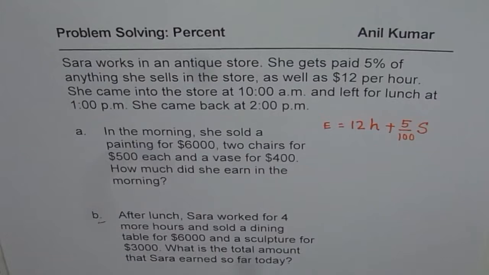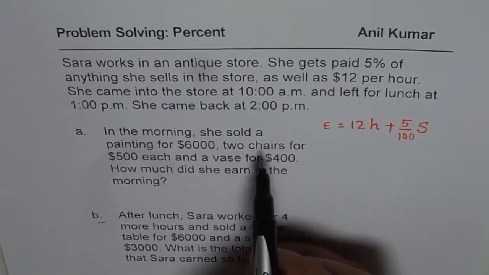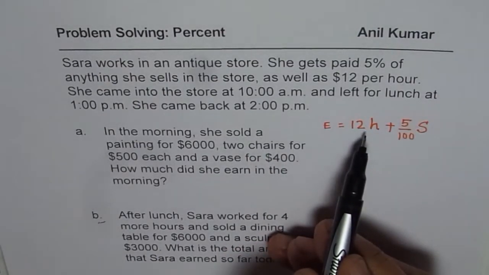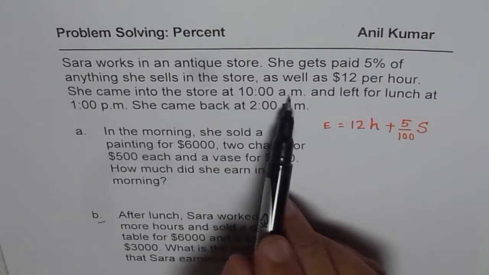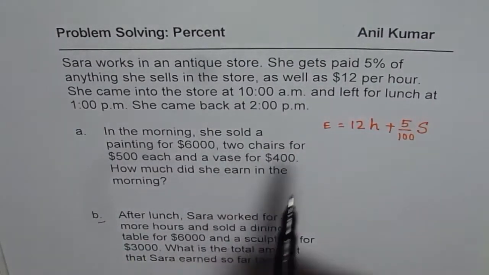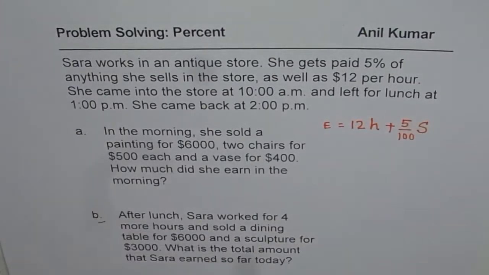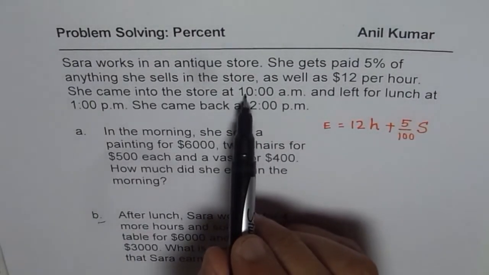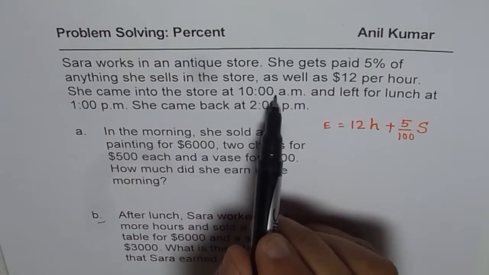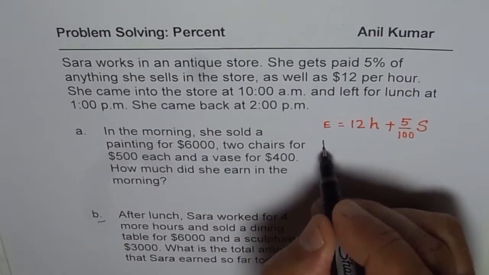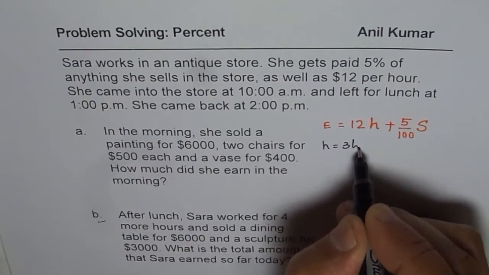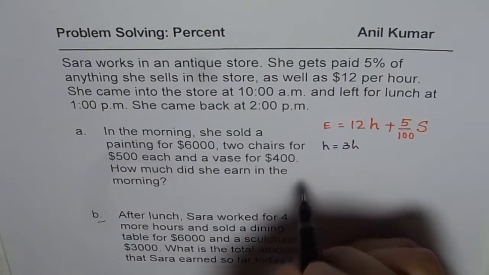Now, in part A, can you tell me how much time she has worked? She came into the store at 10 a.m. and left for lunch at 1. So from 10 she worked till 11, 12 and 1, 3 hours. So in the morning she worked for 3 hours, that is H, the number of hours.